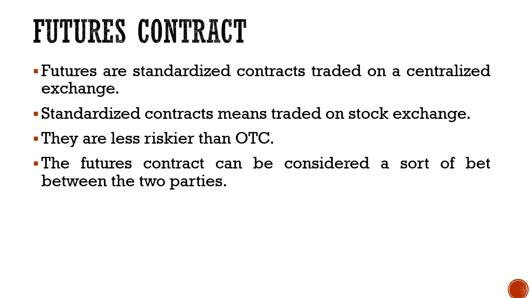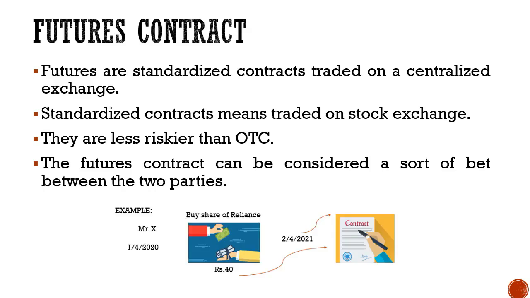Next, the future contract can be considered a sort of bet between the two parties. Now, yes, it is a kind of a bet. So in the example that we had taken earlier, Mr. X had bet, he thinks that the price of the shares of Reliance in future will increase. So he is betting on it, stating that today itself, whatever is the price, after 1 year he is going to buy those shares at the same price. He is assuming or speculating that in future, after 1 year, the price of Reliance shares will increase, thereby making the contract today itself and fixing the price at rupees 40.